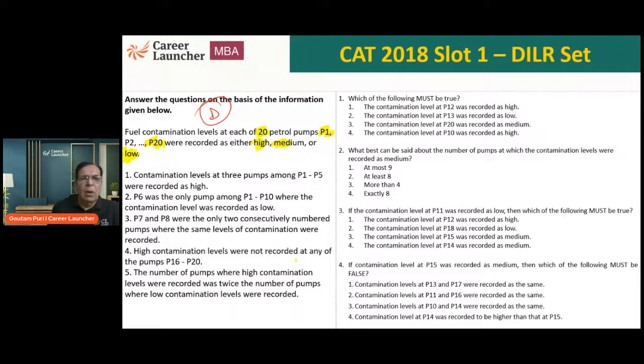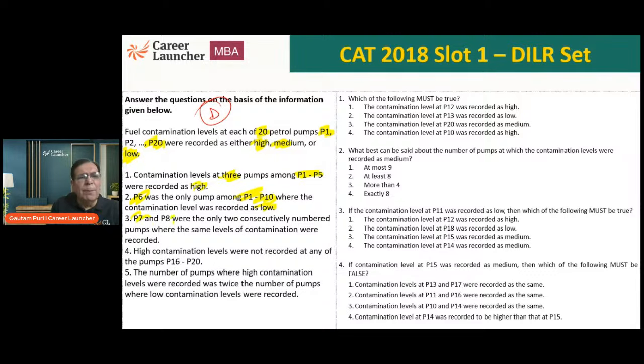Now, what is it that the question will ask us? All it will say is find out which pump has high, which is medium, which is low. That's what it will ask, right? Your choice whether you want to read this information now or not. I will normally leave it, but let's look now, because the information is not high. Contamination level of 3 pumps among P1 to P5 was high. P6 is the only pump between P1 to P10 which is low.